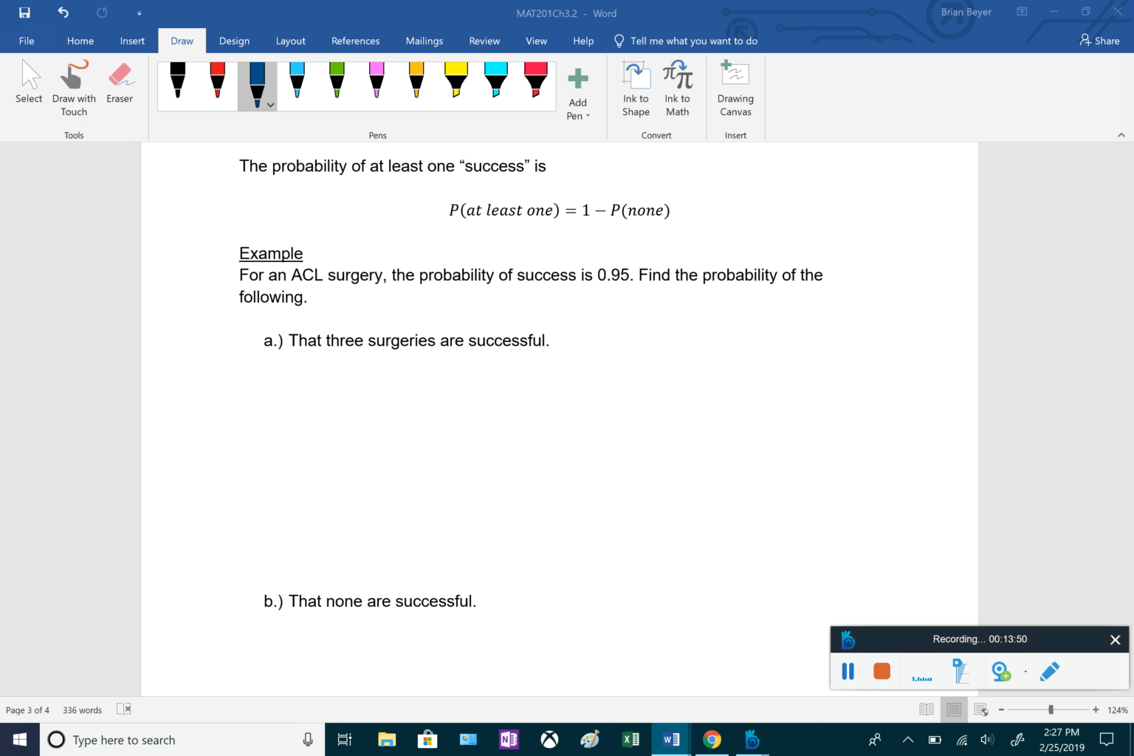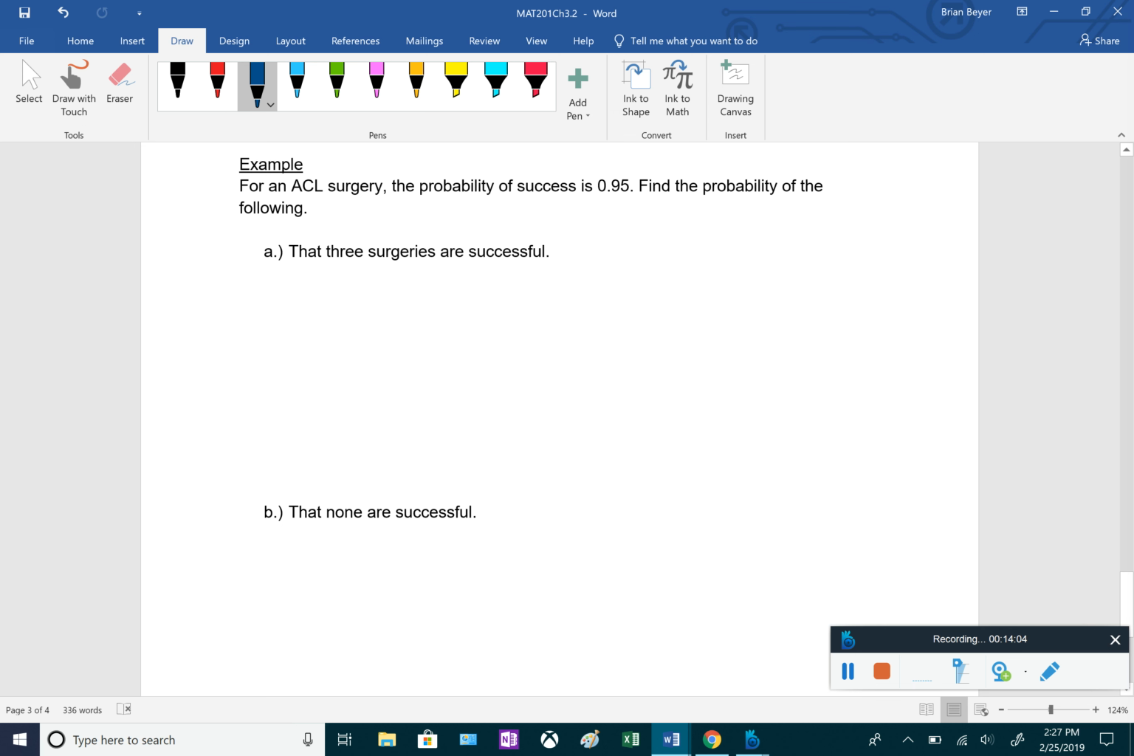So for this example, for an ACL surgery, the probability of success is 0.95. So that means for one surgery, there's a 95% chance that it's successful. We want to find the probability of the following. The first one here, we want the probability that 3 surgeries are successful. So I'm going to let event E be the event that a single surgery is successful. So we want the probability that 3 are successful.